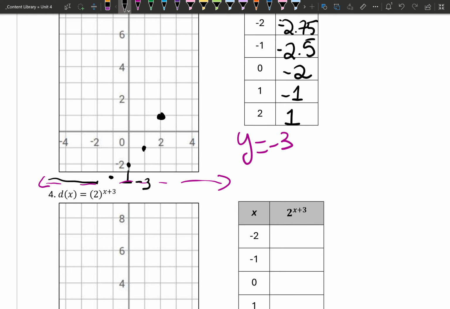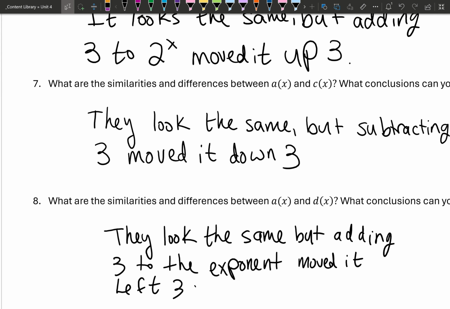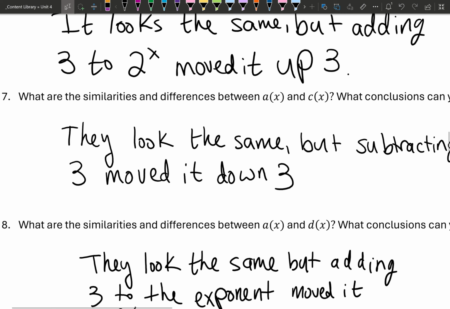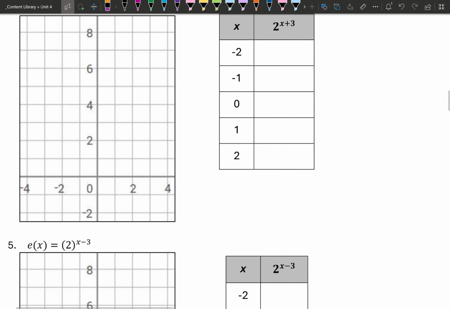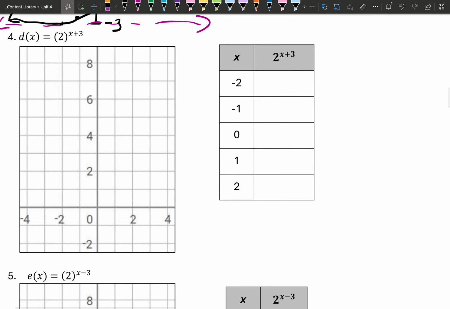All right, let's draw it. And then we answer number 7. A and C look the same, but subtracting 3 moved it down 3. We got 2 more to try, and these are a little different.